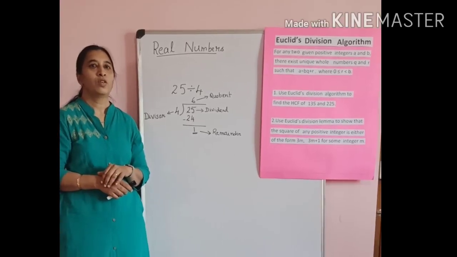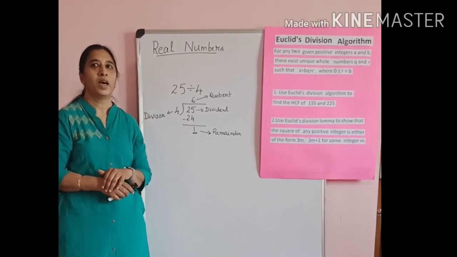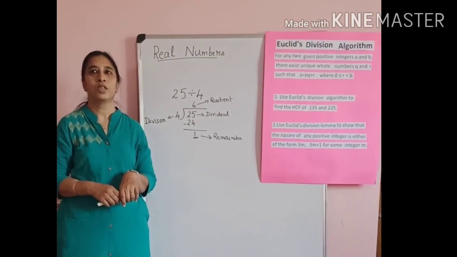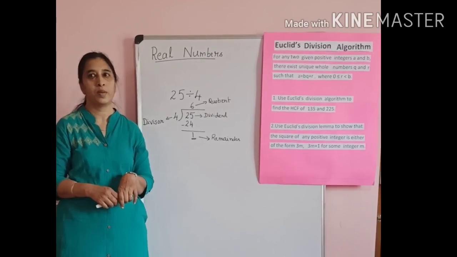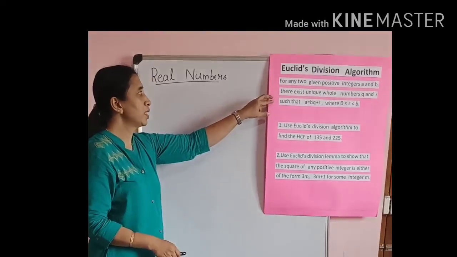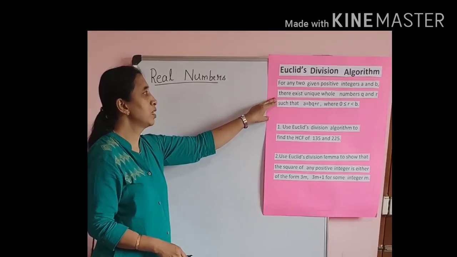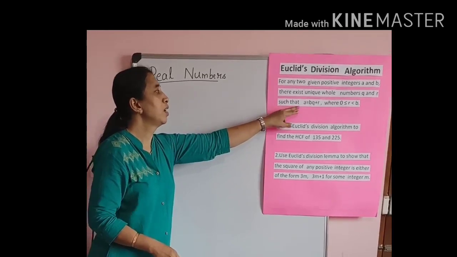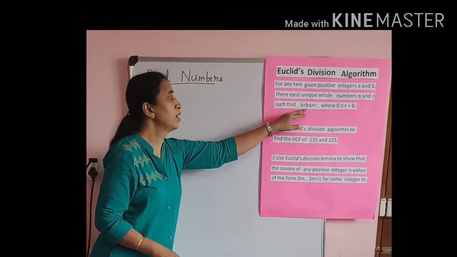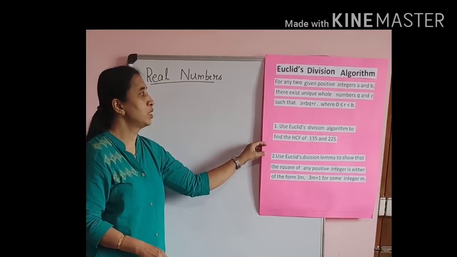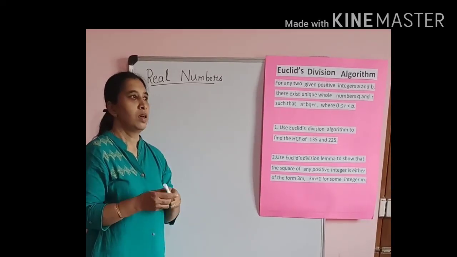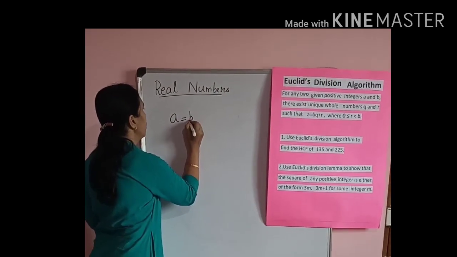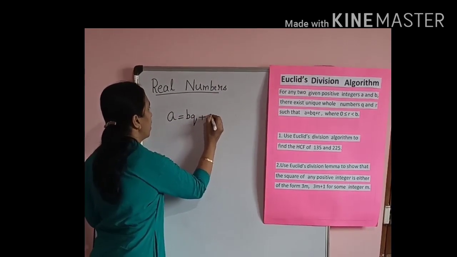Now let's focus on Euclid's division algorithm. What do you mean by algorithm? An algorithm is a series of well-defined steps which gives a method for solving a certain type of problem. Euclid's division algorithm states that for any two given positive integers a and b, there exist unique whole numbers q and r such that a is equal to bq plus r, where r is greater than or equal to 0 and less than b. Here we consider this equation a is equal to bq plus r.